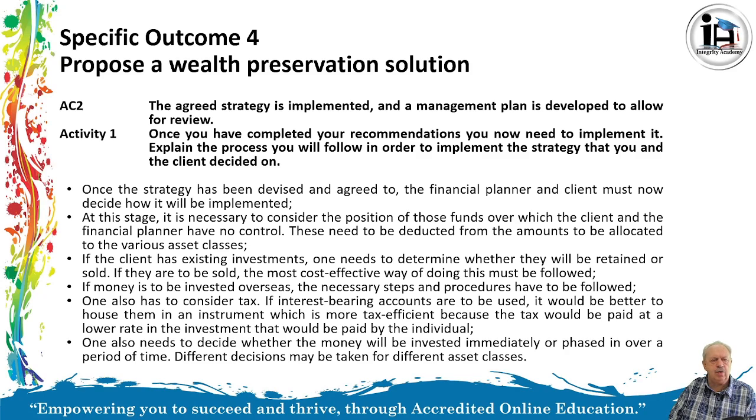Once you have completed your recommendations, you now need to implement them. Explain the process you will follow in order to implement the strategy that you and the client decided on. Right, so once a strategy has been devised and agreed to, the financial planner and the client must now decide how it will be implemented. At this stage, it is necessary to consider the position of those funds over which the client and the financial planner have no control. These need to be deducted from the amounts to be allocated to the various asset classes.